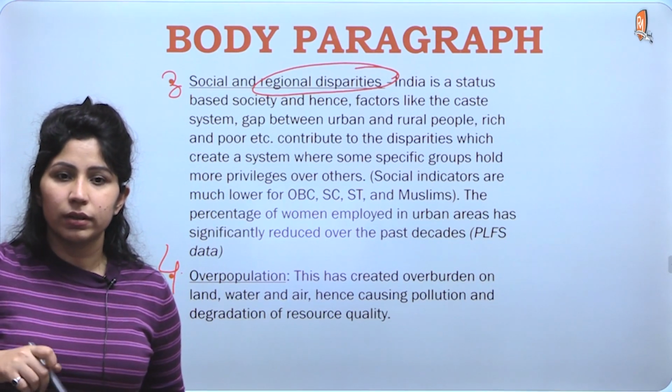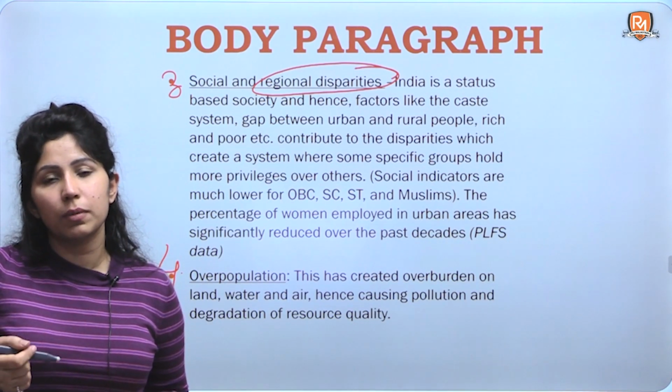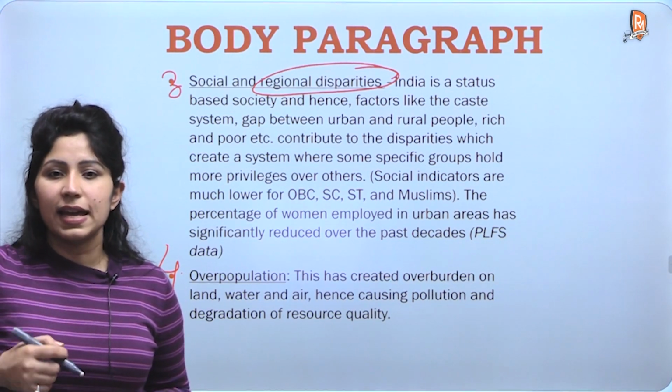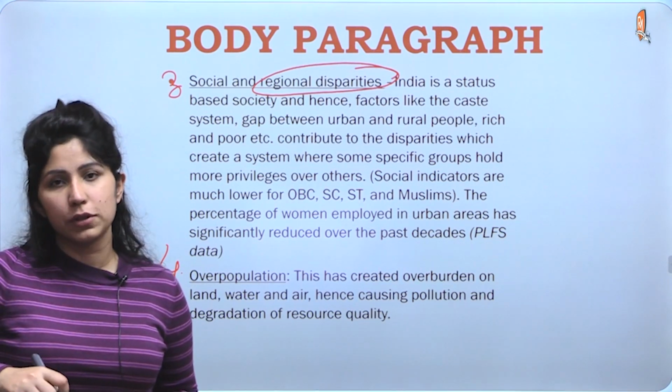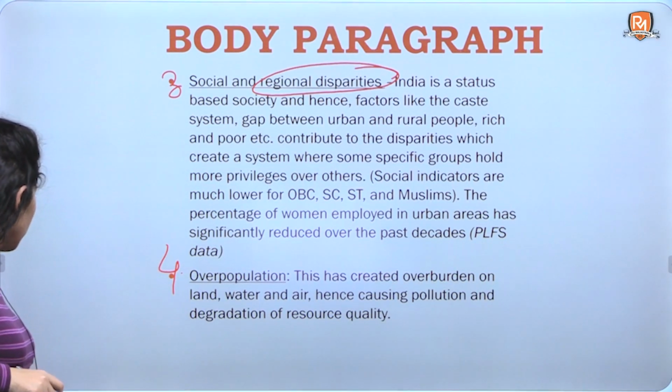Let's read this out. Overpopulation has created overburden on land, water and air, hence causing pollution and degradation of resource quality. Moving on to the next point.